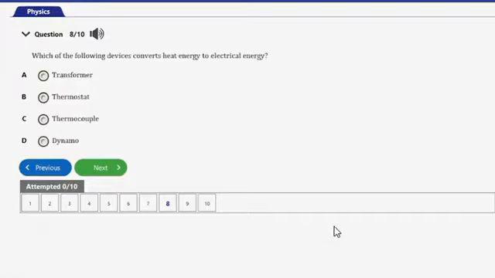So that's question number 8 here. It says, which of the following devices converts heat energy to electrical energy? We have A, transformer, B, thermostat, C, thermocouple, D, dynamo. So guys, the answer to this question is option C, and that's thermocouple. So let's go ahead and consider the next question, guys.